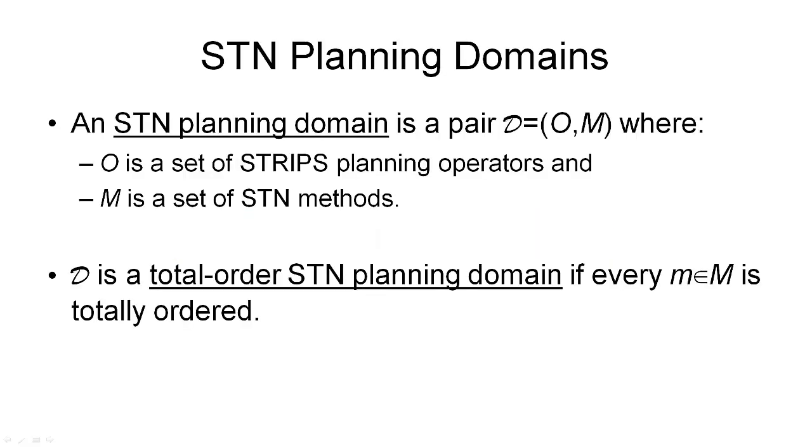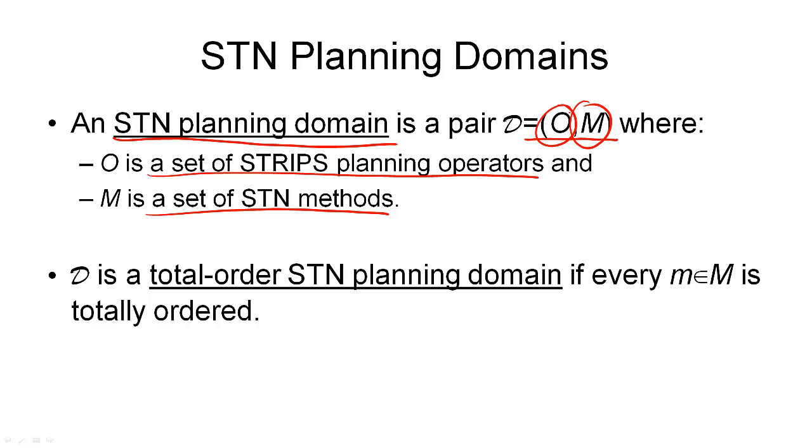Let's start with STN Planning Domains. These are the reusable components that we can use to define many problems. An STN Planning Domain is simply a pair consisting of a set of strips planning operators, that's the set O, and in addition a set of methods, STN methods, that's the set M. So you can see it's an extension of the strips planning we've seen before, because the operators still make up the domain, but in addition to operators, we now have a set of methods. That's really all there is to STN Planning Domains.